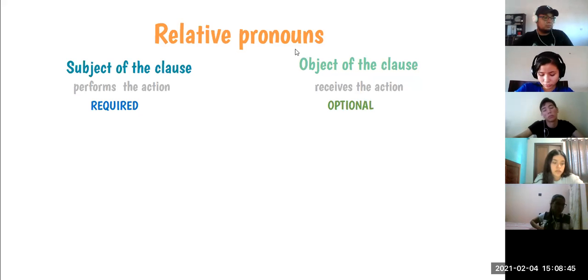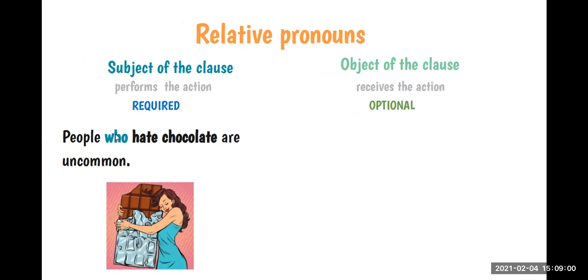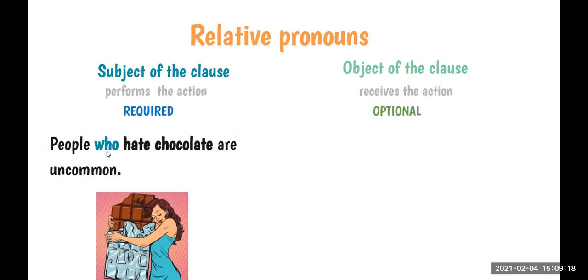But when the relative pronoun is the object, it's optional. We can omit the relative pronoun, okay? So, for example, people who hate chocolate are uncommon. In this sentence, who is the subject because these people are performing the action of hating chocolate. Entonces, como nuestro relative pronoun es el sujeto, no podemos omitirlo. No podemos decir people hate chocolate are uncommon, porque nuestra oración sería incompleta.